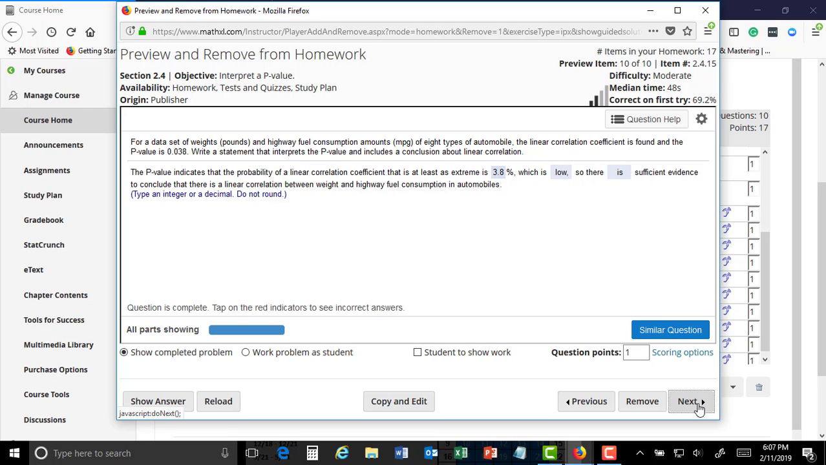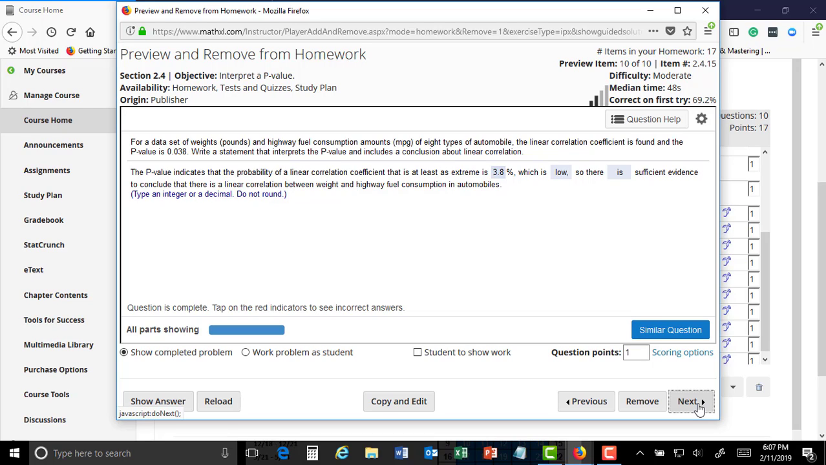Okay, here we have a p-value again of 0.038. The p-value indicates the probability of a linear correlation as extreme as 3.8. Would you agree that's not a strong correlation?